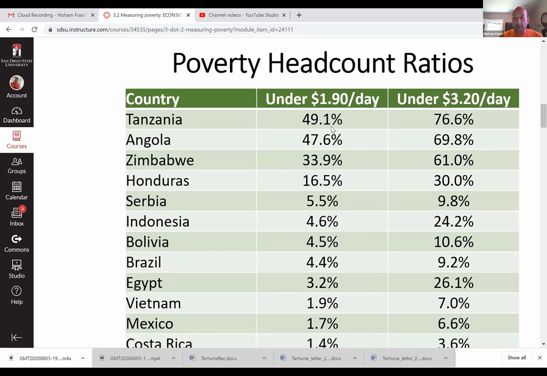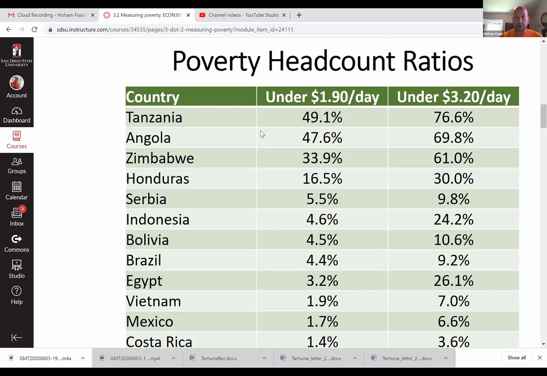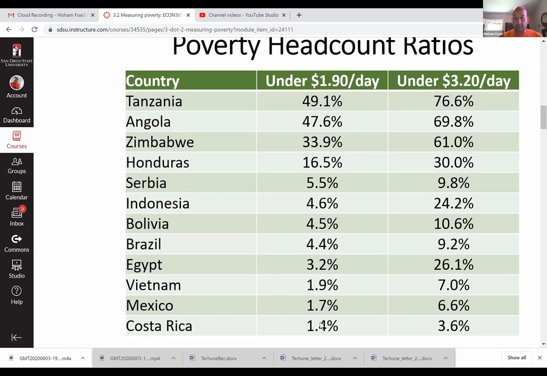And what you see here is that there's a lot of variation in poverty, certainly. If you have a country like Tanzania, where almost half of the population is in a state of absolute poverty, then three quarters of the population is in lower middle income poverty. Then you compare that to a country like Costa Rica, where only about 1.4% of the population is in absolute poverty, and then 3.6% is in lower middle income poverty. So you can see a lot of variation between developing countries.